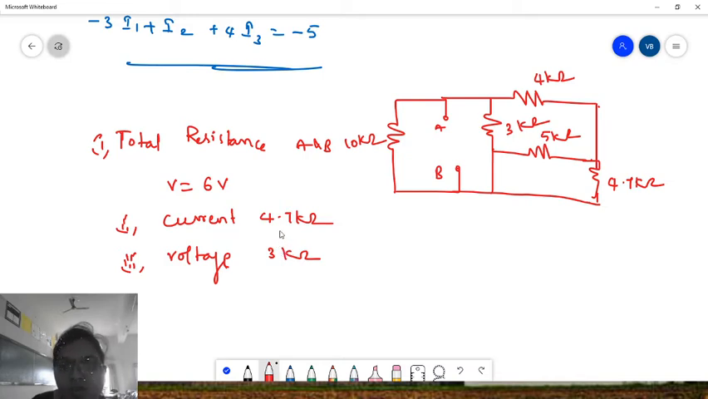Okay, so first we need to calculate the total resistance. So how to calculate the total resistance here? Total resistance across the A and B terminals.